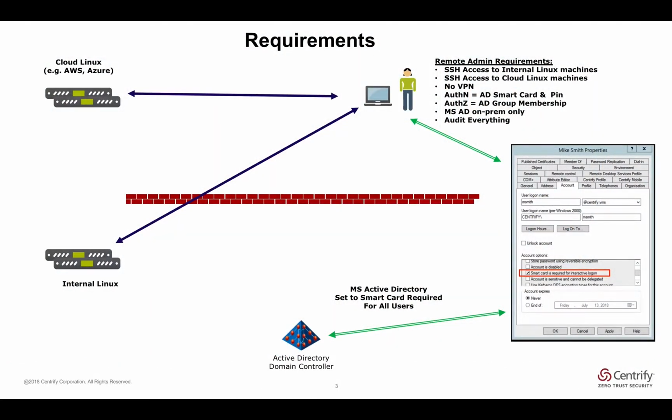So here's my requirements. Basically, this is the use case. Remote Linux admin: I need to SSH to internal Linux machines and SSH to cloud Linux machines. Active Directory stays on premise. There's no copying or duplicate of AD in the cloud at all. But I need to authenticate to that Active Directory with my smart card and PIN, and authorization of what machines I get access to is based on AD group membership.